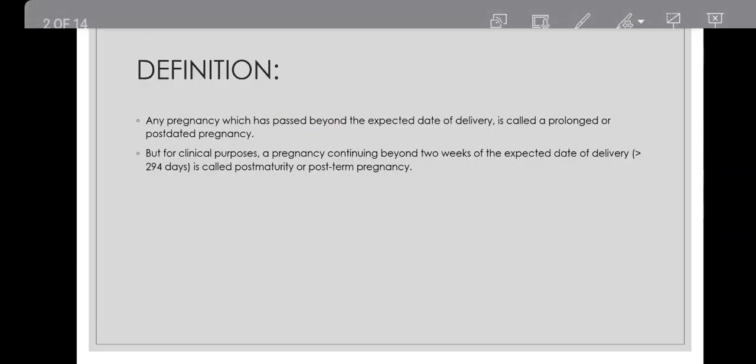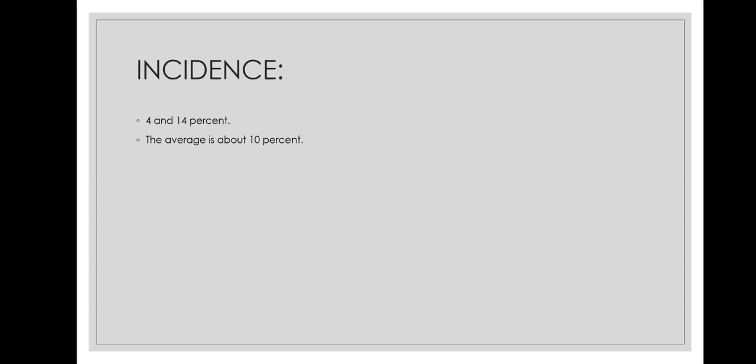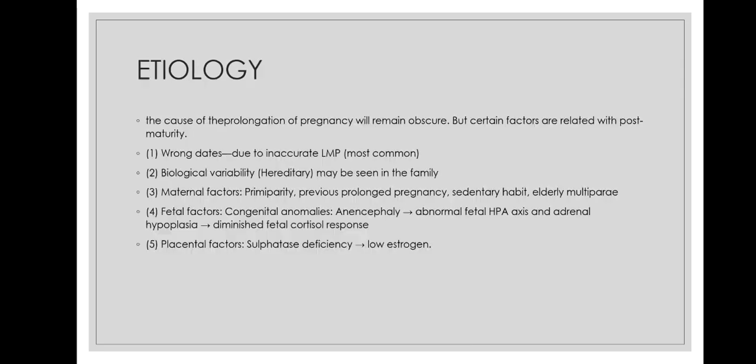So of note, there are two terms which you need to be able to differentiate, which are post-term and post-date pregnancy. Post-date pregnancy is any pregnancy which has passed beyond the expected date of delivery. For clinical purposes, a pregnancy continuing beyond 2 weeks of the expected date of delivery is what we call post-maturity or post-term pregnancy, which is more than 294 days plus 2 weeks. The incidence of post-term pregnancy is between 4 and 14% with an average of about 10%.